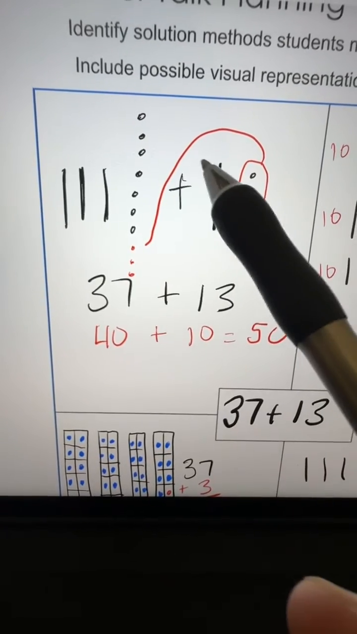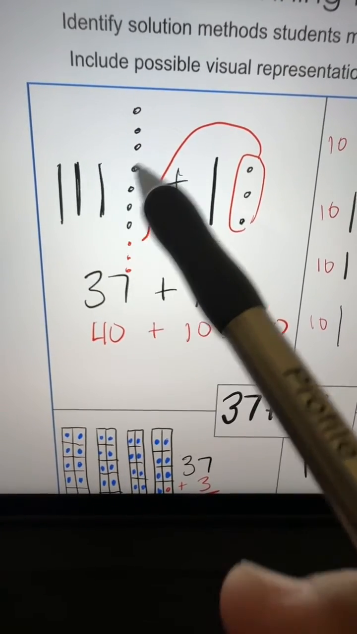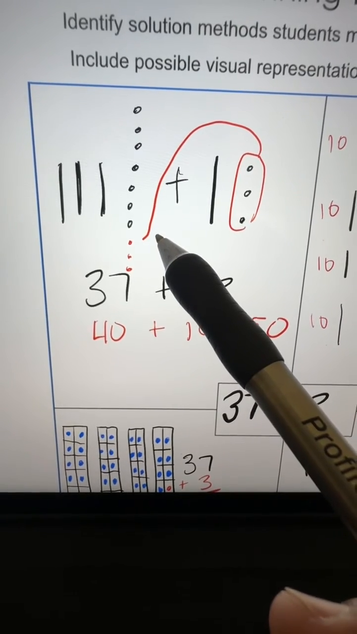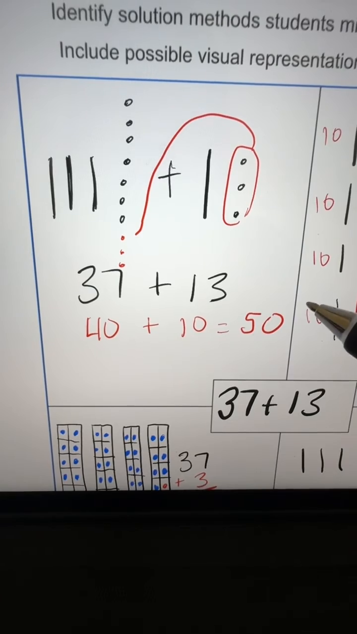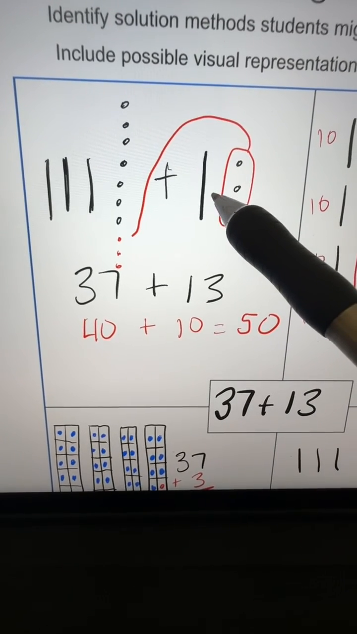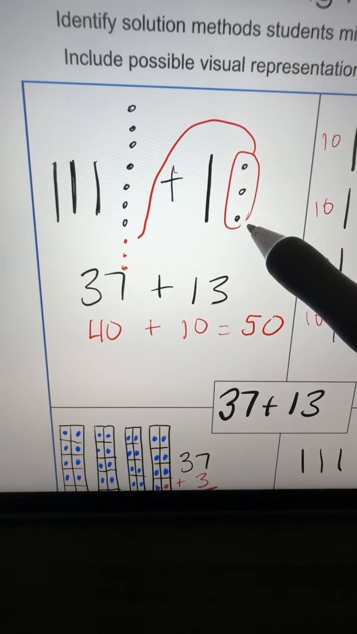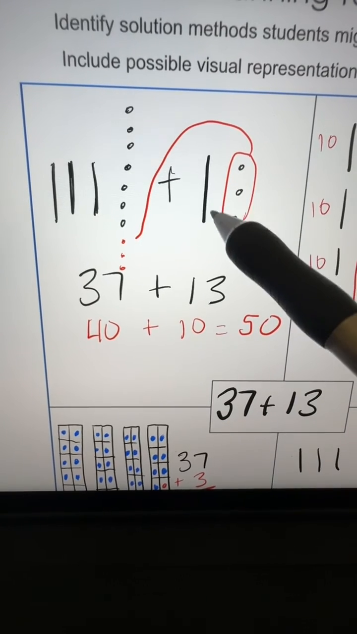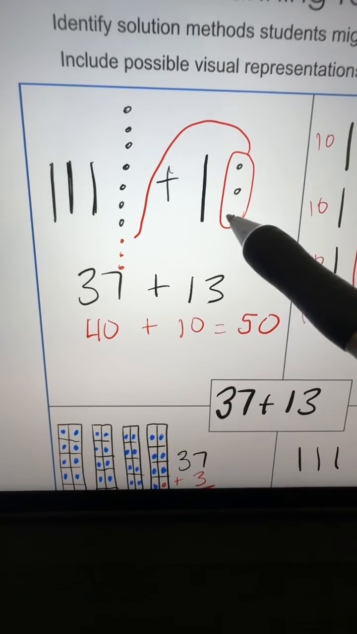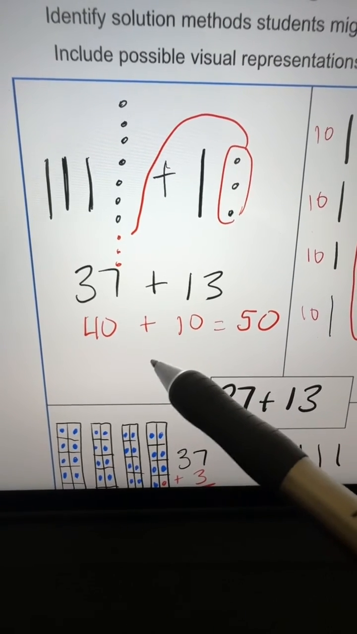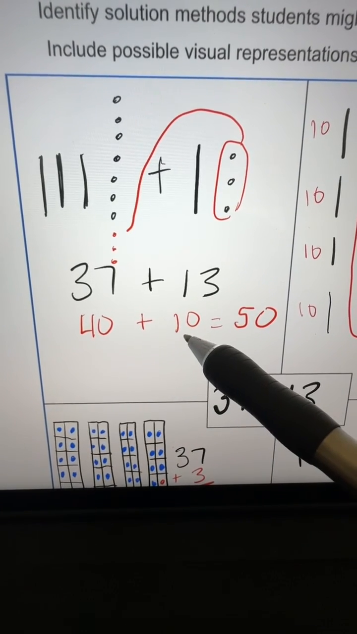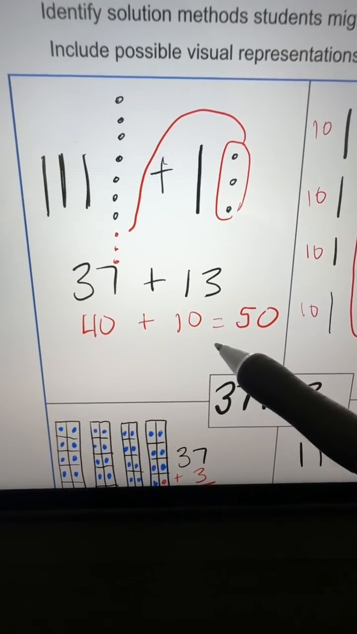It would be 37, so 3 10 units, 7 dots to represent 37. And then I would have them have the 13 over here, but I would have the student possibly solve it by moving these 3 dots from the 13 over to the 37, which would equal 40, and then plus 10, because they would be left with 10, so it would equal 50.